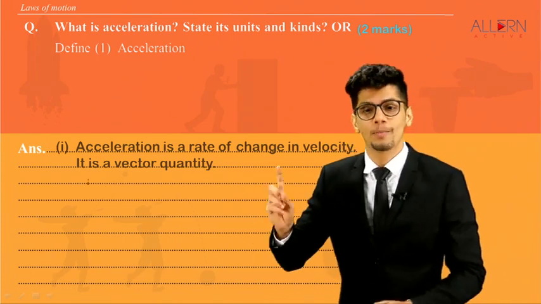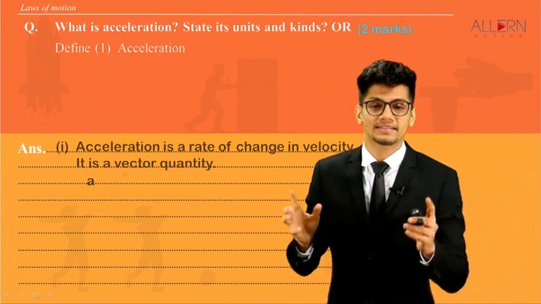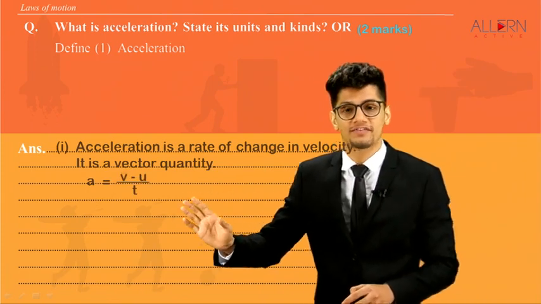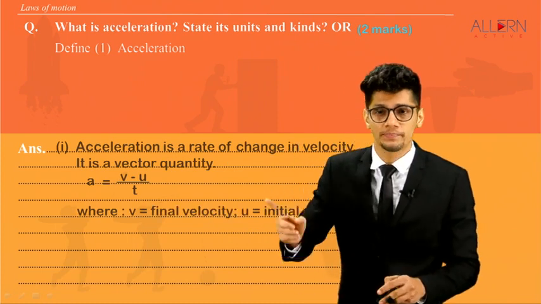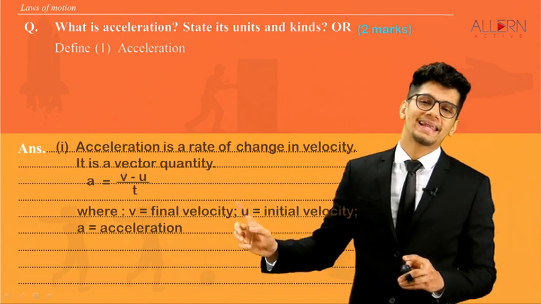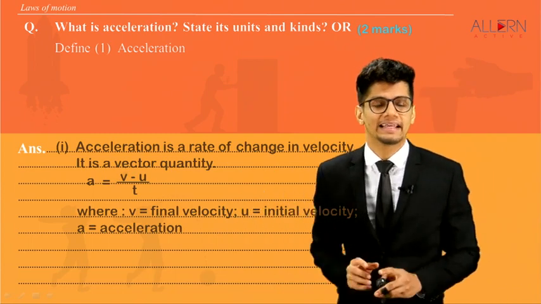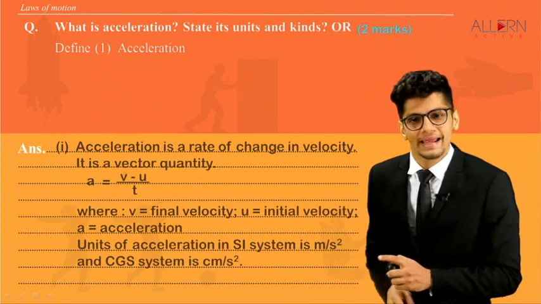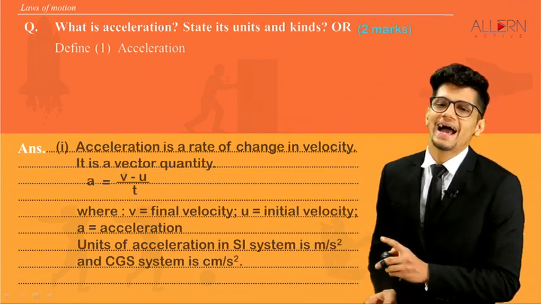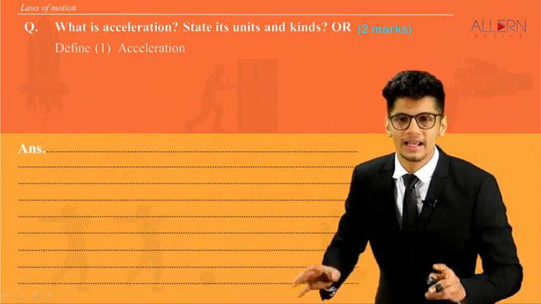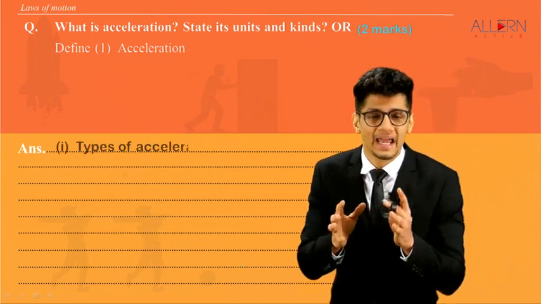Now let's write the formula of acceleration in terms of letters, that is the symbols. So A is equal to V minus U upon T is the formula, where A is the acceleration, V is the final velocity, U is the initial velocity, and T is time. Now, the units of acceleration in SI system is meter per second square, and in CGS it is centimeter per second square. Alright. Now, let's talk about the types of acceleration.